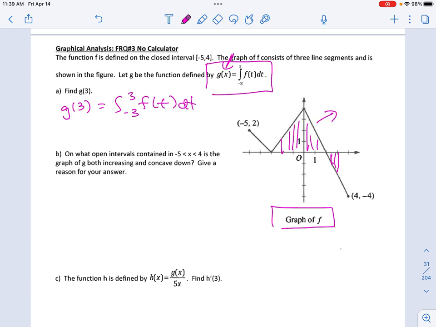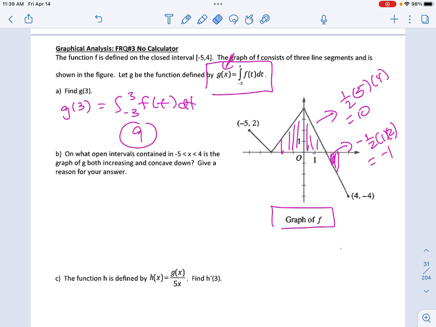So this is a big triangle, so I'm going to do all of it in one. So 1/2, base is 5, height is 4. So this area is positive 10. This little guy here I want to count as negative because it's below the x-axis. So 1/2 base times height, so it's -1. So this ends up being 9.